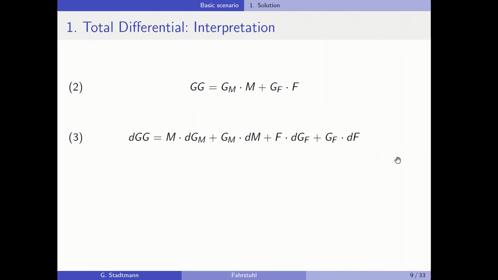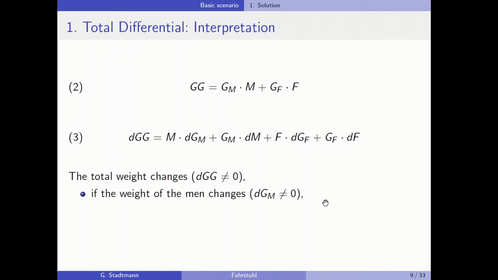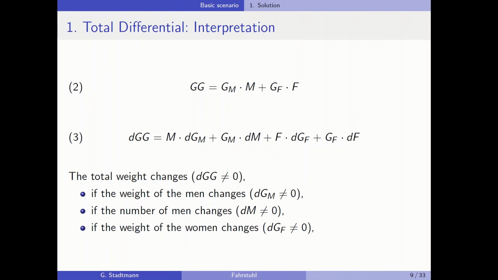This total differential here in equation 3 can be interpreted in the following way. The total weight will change, so dG is not equal to 0, in case the weight of the men changes, in case the number of men changes, in case the weight of the women changes, or in case the number of women changes.